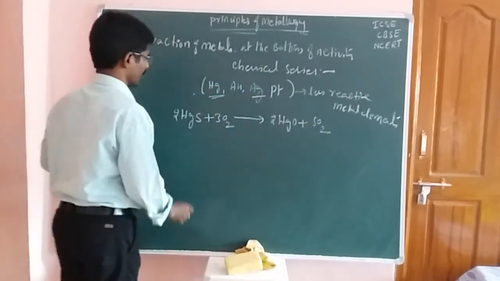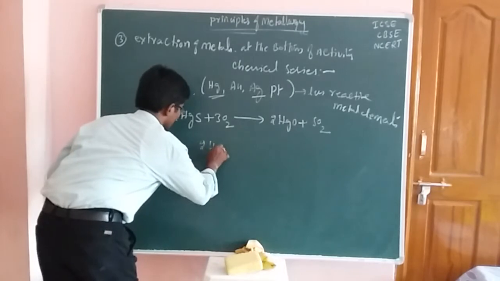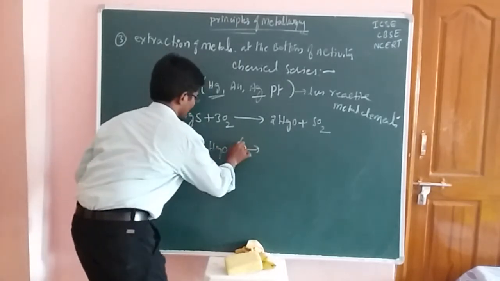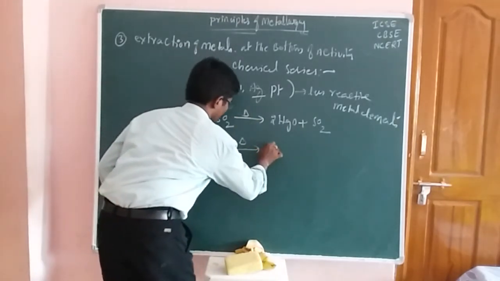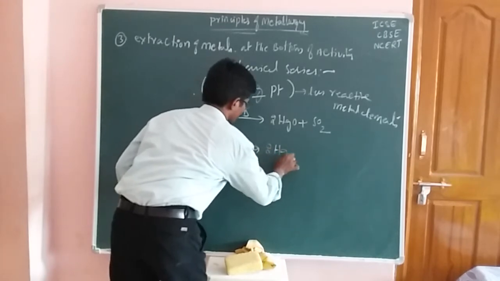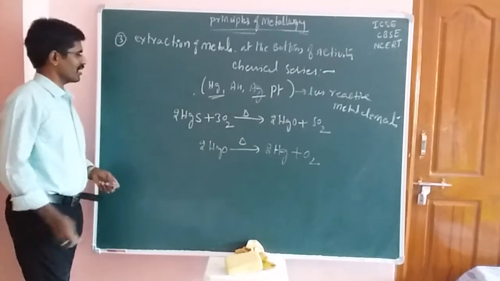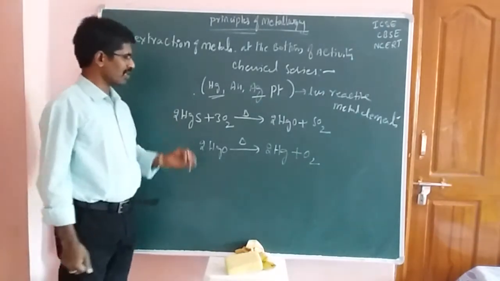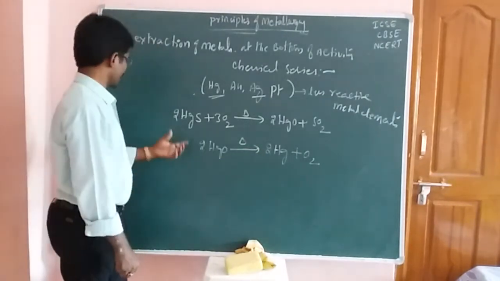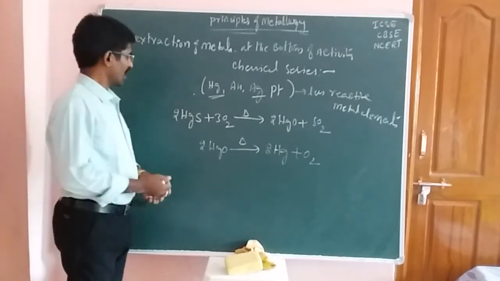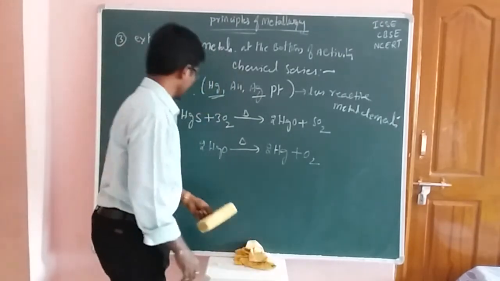And here we take 2 moles of HgO, and on heating, the same process. Now, what about the HgS plus O2 reaction? This is one type of extraction of mercury from the cinnabar compound. Now the next one is argentite, Ag2S, friends.